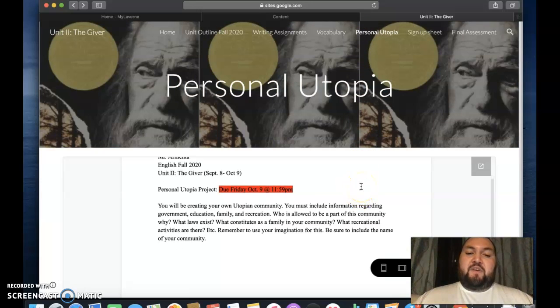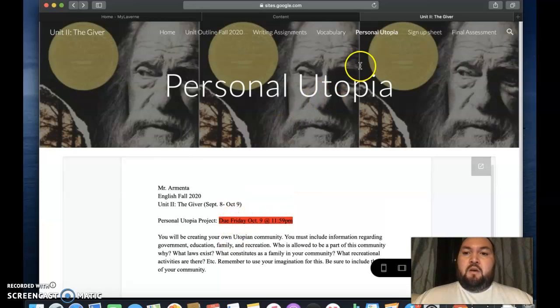For your Personal Utopia project, you will be creating your own utopian community. You must include information regarding government, education, family and recreation, who is allowed to be a part of your community, why, what laws exist, what constitutes as a family in your community, what recreational activities are there. Remember to use your imagination. Be sure to include a name for your community.